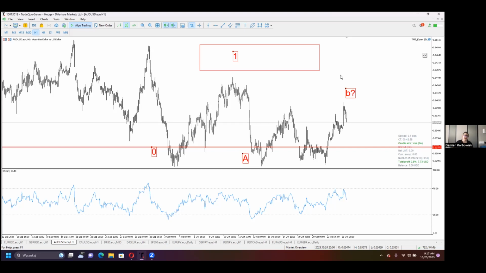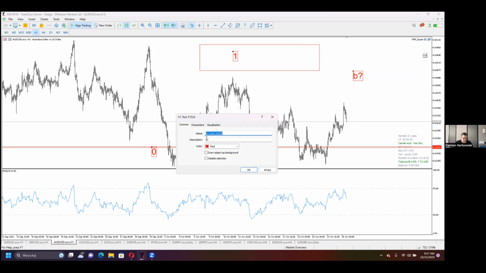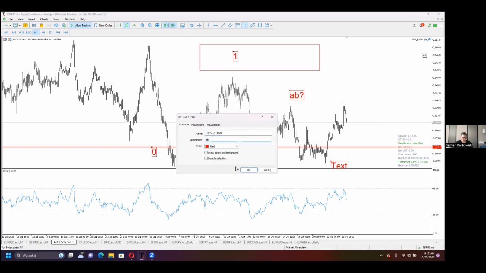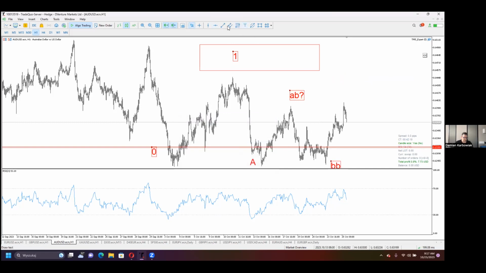Okay, but what we can add here at this stage is that this is just the first idea. Because from the other side, we can have a situation where the B is not finished yet. So after that, how we will put our remarks. Here will be A of the B. After that, as you can see, we have a 3 waves movement. We could have B of the B and C of the B.